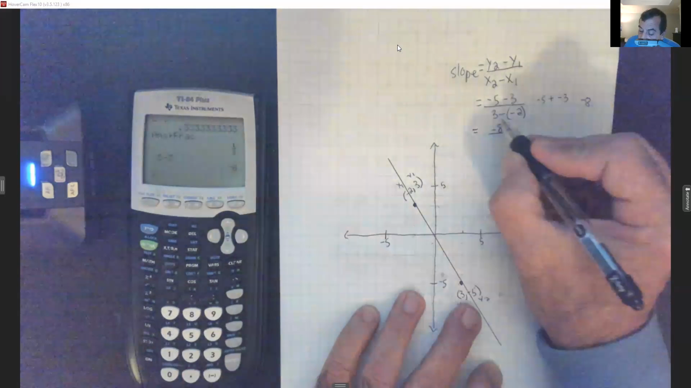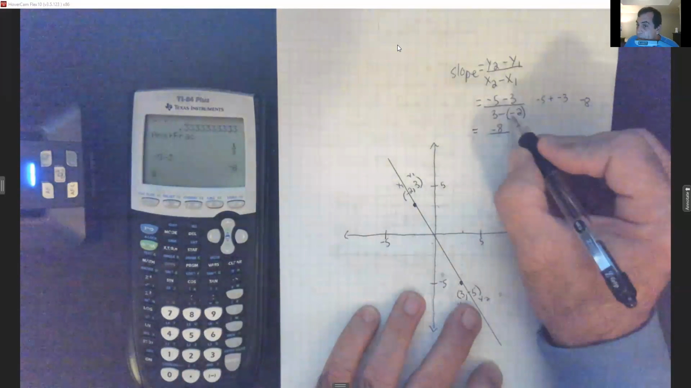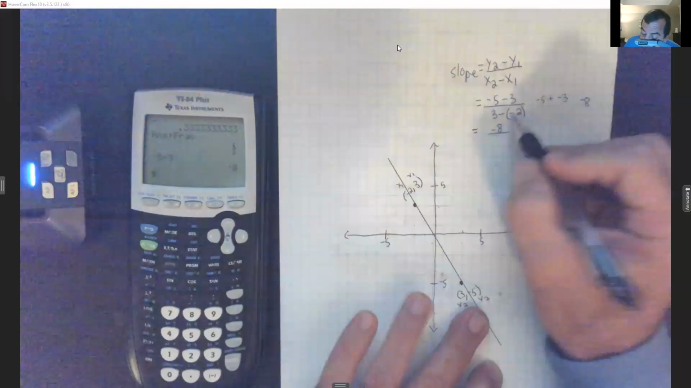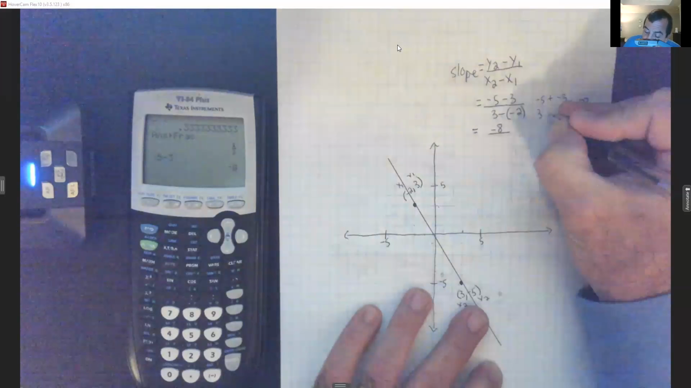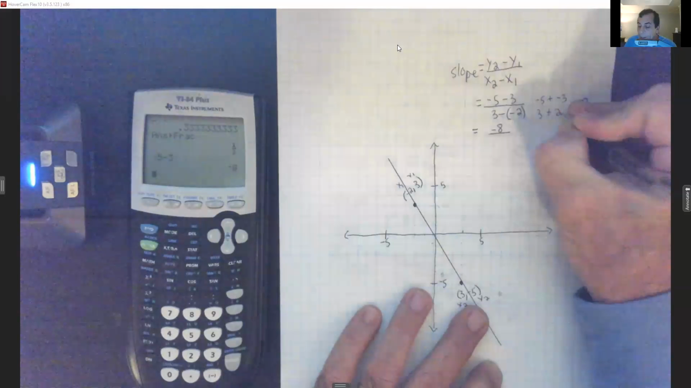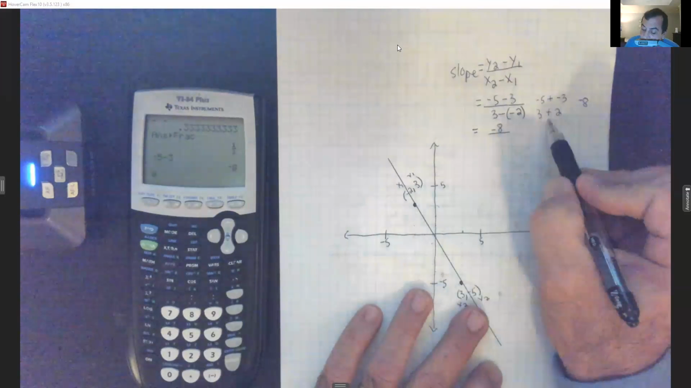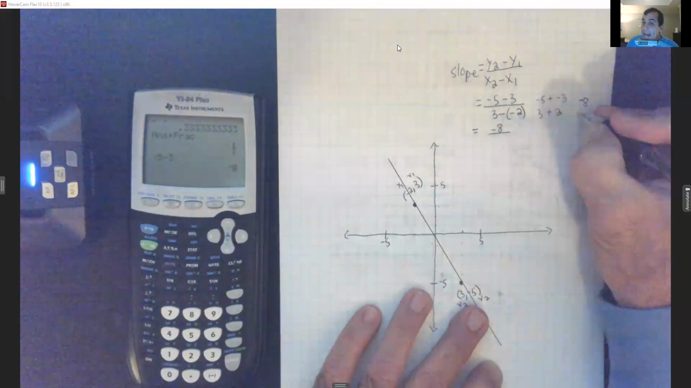On the bottom, we got 3 minus a negative 2. Anytime you subtract a negative, that's like 3 plus 2. Anytime we got these two negatives, we make that a plus, and then 3 plus 2 would give me a 5 on the bottom.